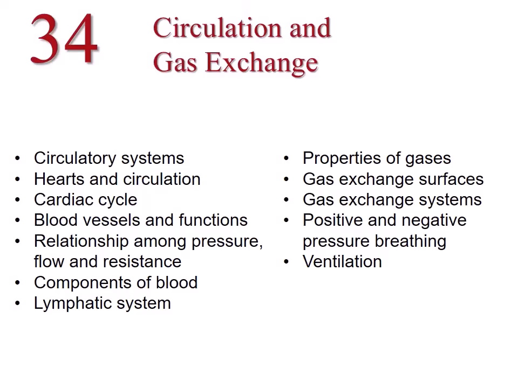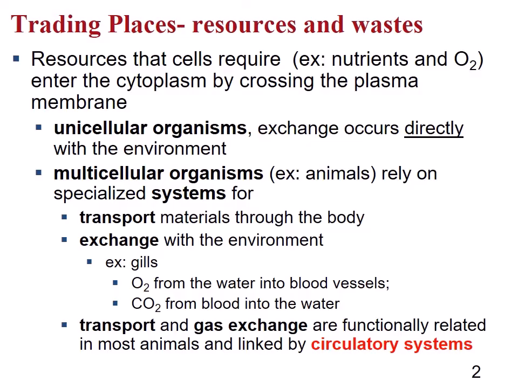All right, so chapter 34 really should probably be 2 or more chapters, but our book lumps circulation and gas exchange together, and we'll talk about how those things tie in together coming up. So when we think about things that need to trade places, resources and waste need to be able to trade places. So resources that cells require, like nutrients and oxygen, have to enter the cytoplasm by crossing the cell membrane.